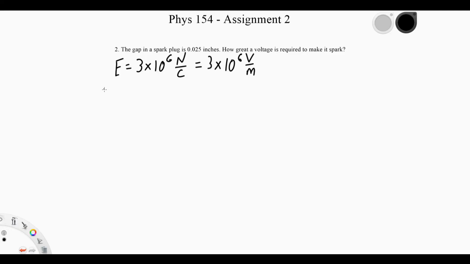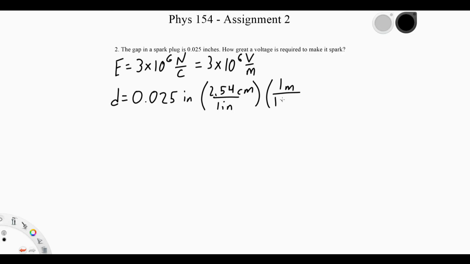As well, the distance we're dealing with here is 0.025 inches. So let's go ahead and convert that to SI units. There are 2.54 centimeters for every 1 inch, and of course, for every 1 meter, there are 100 centimeters. So this will leave us with our distance, which should come out to be about 6.35 times 10 to the negative 4 meters.